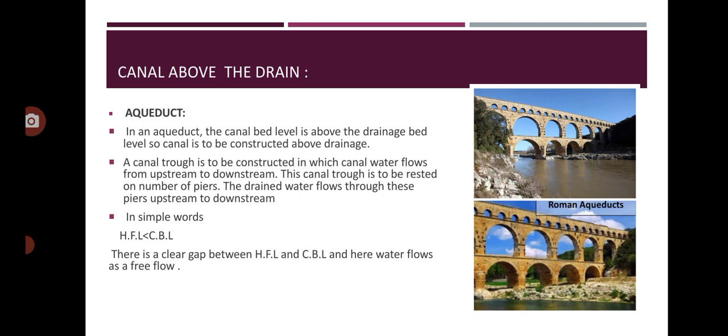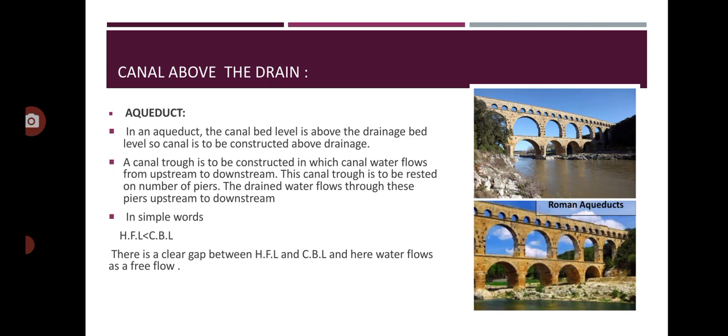That is, the canal bed level is above the drainage bed level, so it is to be constructed above the drainage system. A canal trough is to be constructed in which canal water flows from the upstream to the downstream, and it can be rested on piers. It is one of the foundations constructed on the natural drainage system, and the drained water flows through these piers from upstream to downstream. Upstream is the origin of the river system, and downstream is the command area section.